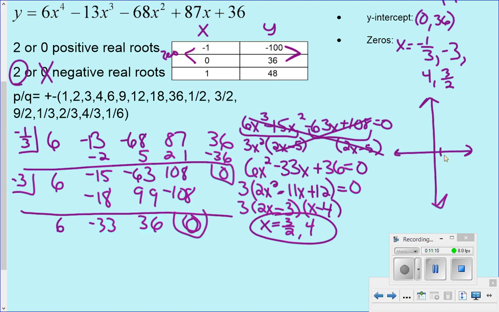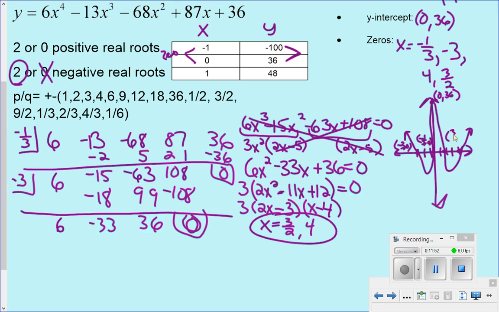So we have +4, we have +3/2, 1.5, we have -1/3 and -3, and we have up end behavior we said earlier, and we have 0, 36, so I'll just put that up high there. And I'm ready to go through and up to that y-intercept and through, and just labeling my intercept and my roots. So -3, 0, and -1/3, 0.